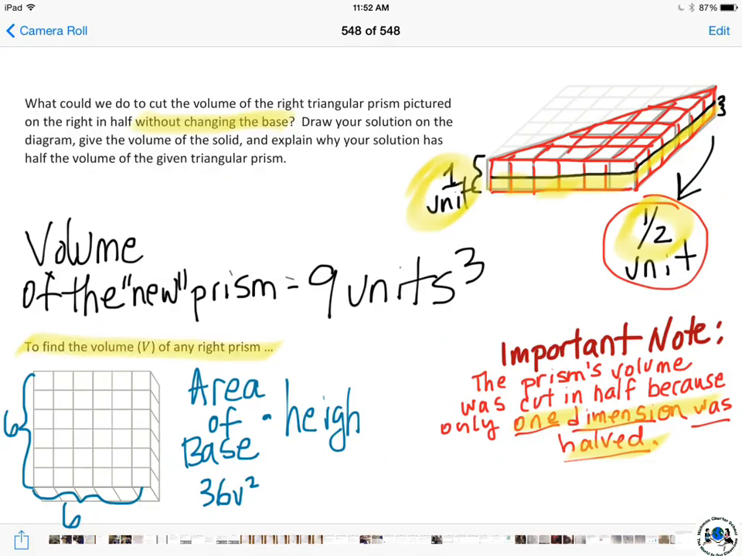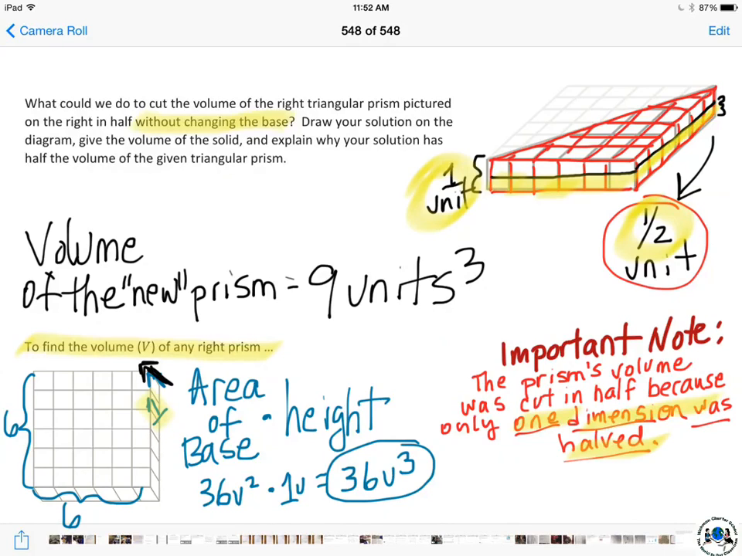Then we're going to multiply that area by the height of the figure, of the solid. In this case, you can see the height is 1 unit. It's 1 unit high. You can see this is a very lame arrow right here. So we're just measuring the height. That's 1 unit high, and we get a total of 36 cubic units.